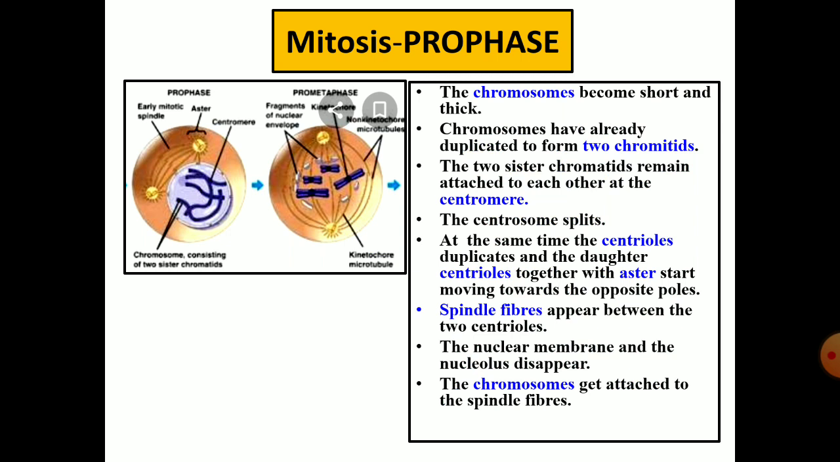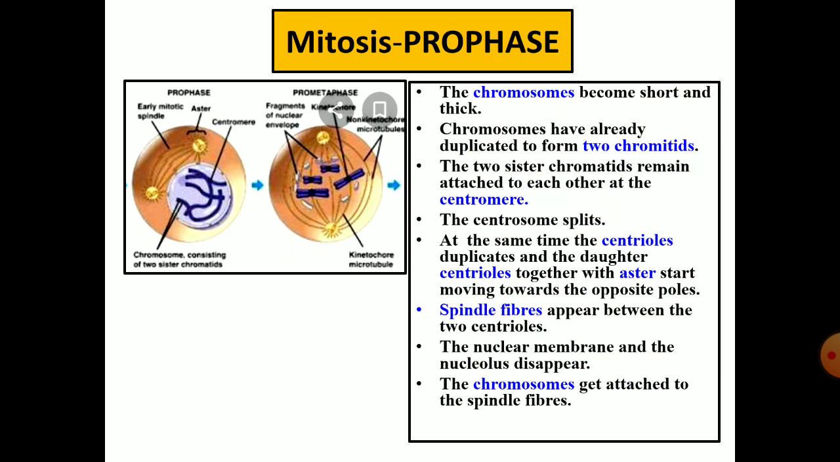Prophase. In this stage, the chromosomes become short and thickened and they become visible in the nucleus. Chromosomes have already duplicated to form two chromatids. The two sister chromatids remain attached to each other at the centromere. The centrosome splits. It can be seen in the diagram that they have split and they are moving apart.